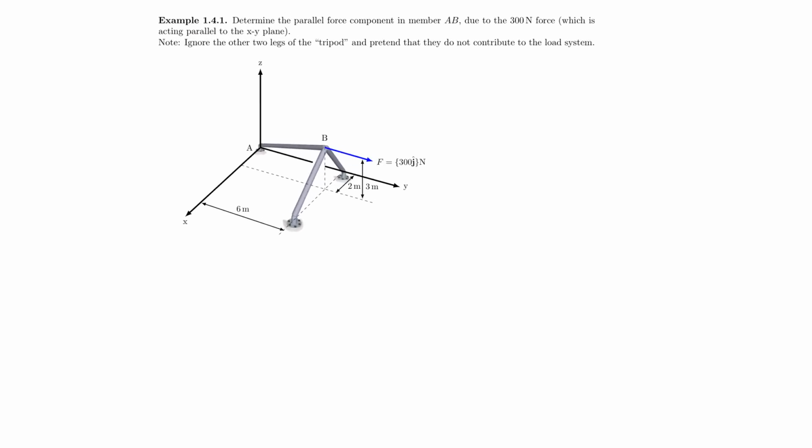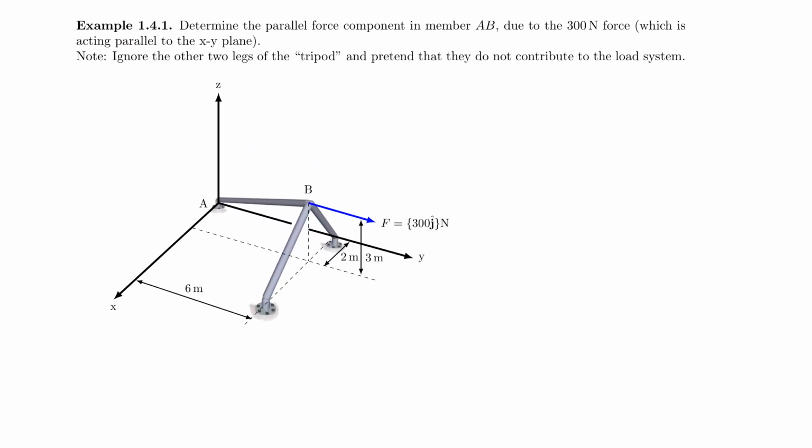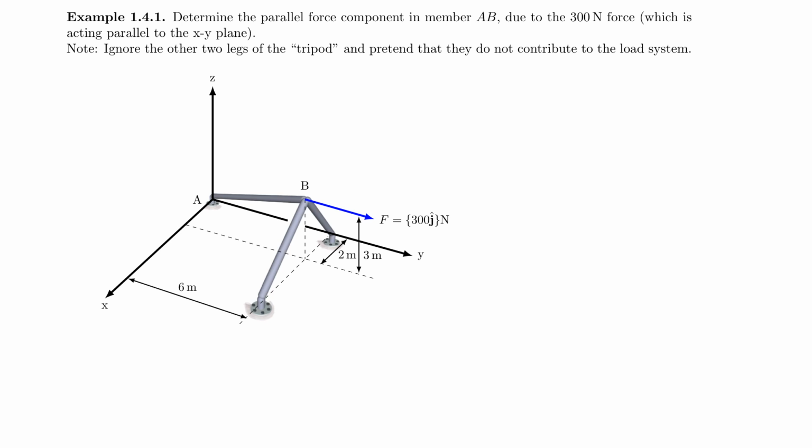So let's take a look at our first example for the scalar product. First things first, we always need to read. Here it asks you to find the parallel force component in AB due to the 300 Newton force, which is acting parallel to the XY plane. So let's take a look at this picture here.